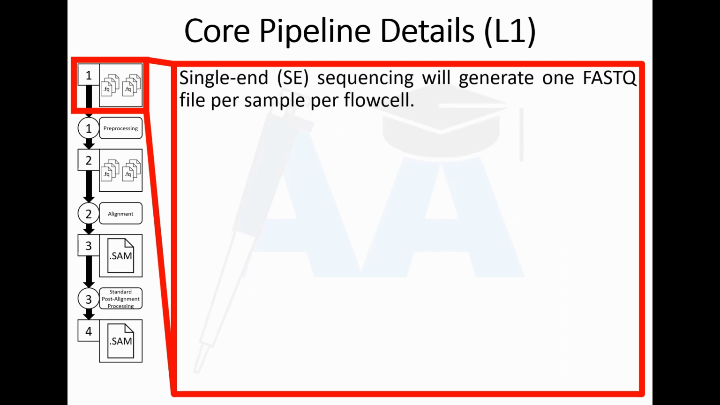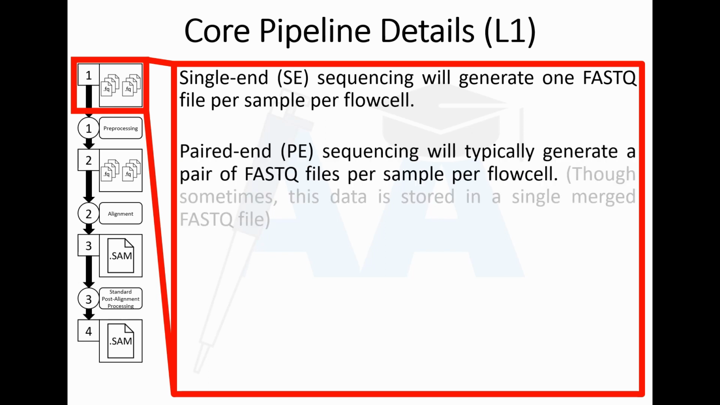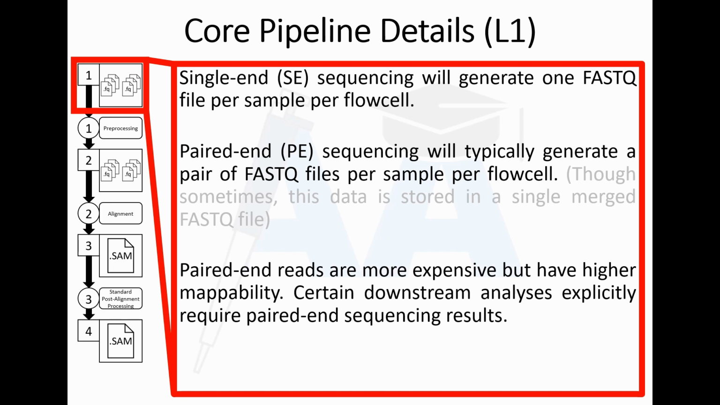Single-end sequencing will generate one FASTQ file per sample per flow cell, while paired-end sequencing produces a pair of FASTQ files per sample per flow cell, although sometimes that data is stored in a single merged FASTQ file. Paired-end sequencing produces results with higher mappability than single-end sequencing, but costs more. Some techniques or analysis methods explicitly need paired-end sequencing in order for it to work.